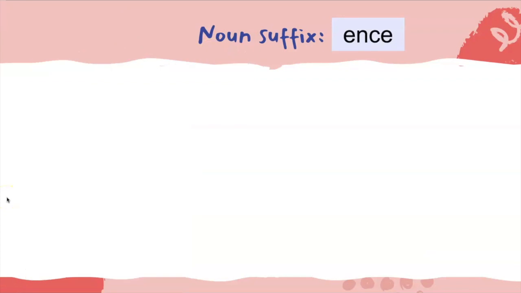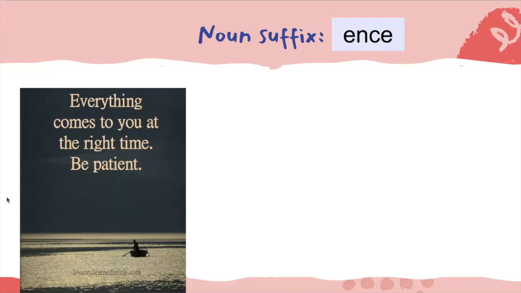Here comes another noun suffix, ence. Everything comes to you at the right time. Be patient. Patient here is an adjective to describe a person who is able to accept or tolerate delays, problems, or suffering without becoming annoyed or anxious.